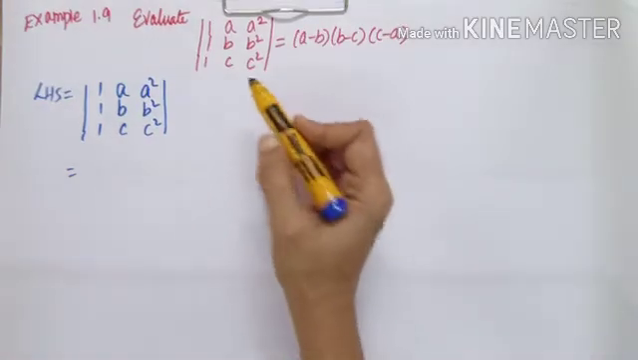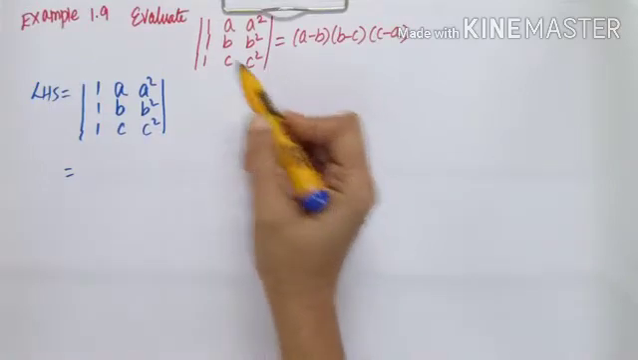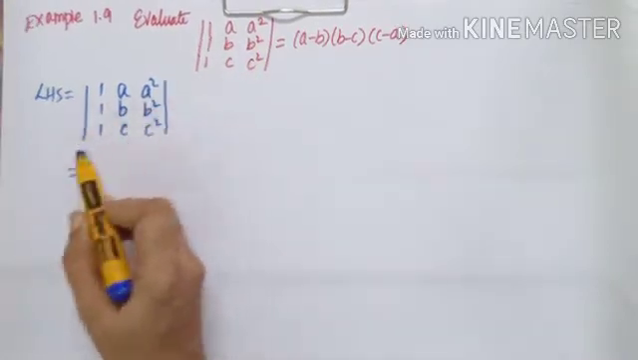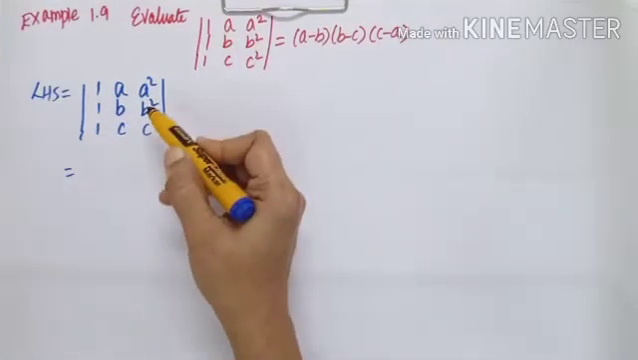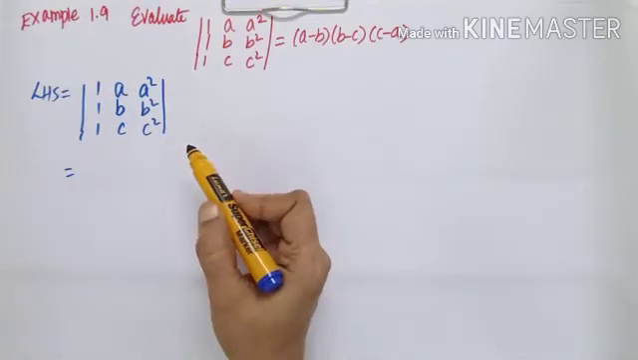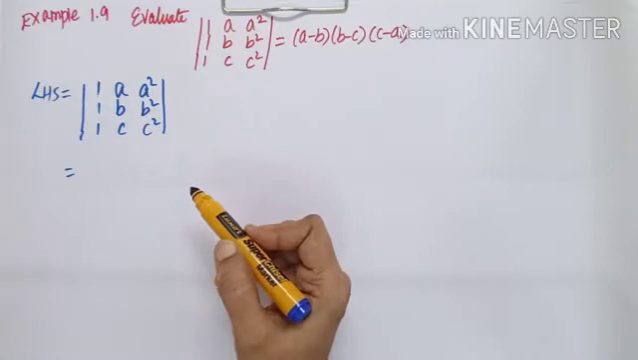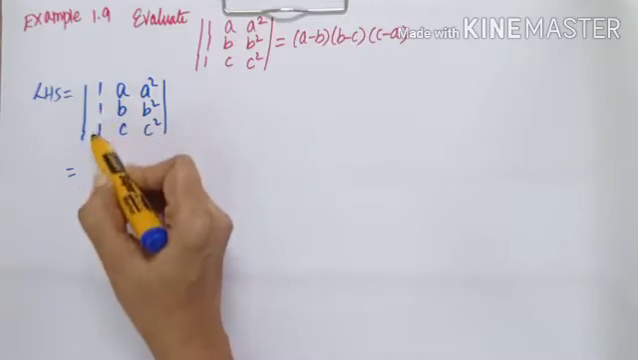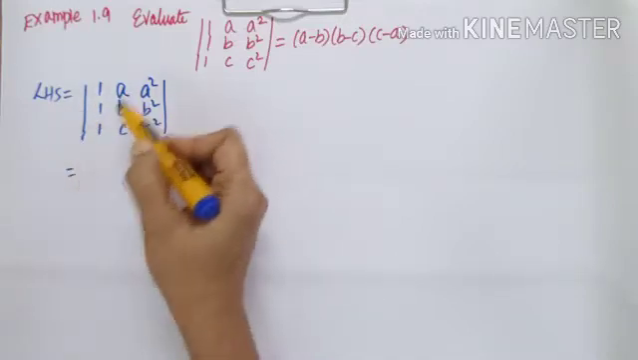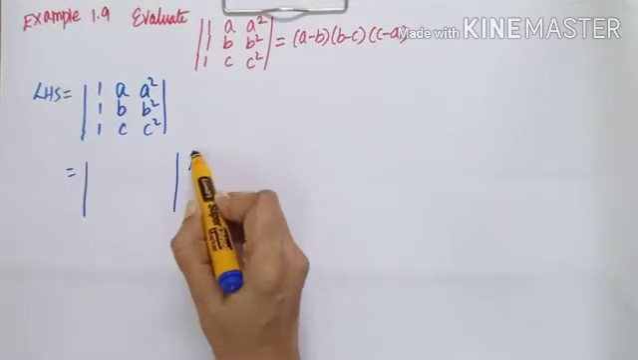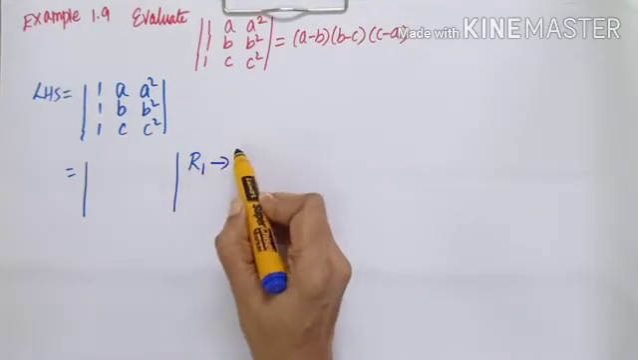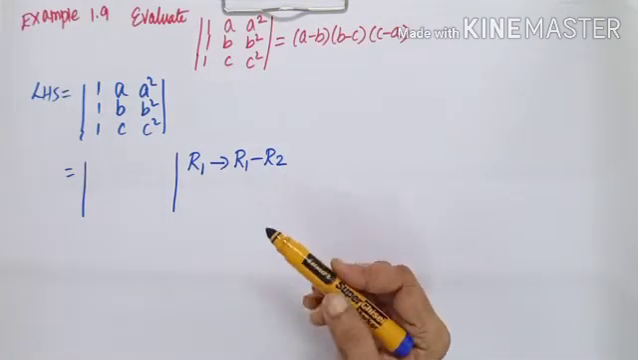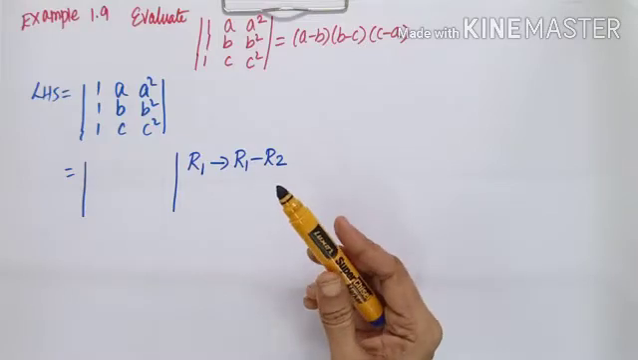Example 1.9, mostly repeated 5-mark question. We start with LHS. First thing I check whether any rows are identical. No. If A, B, B, C, C, A are there, I can multiply by A, B, C. No such idea. So the next clue is ones. Whenever ones are there in the determinant, try to subtract. See, R1 becomes R1 minus R2. How we do it? R1 becomes R1 minus R2.